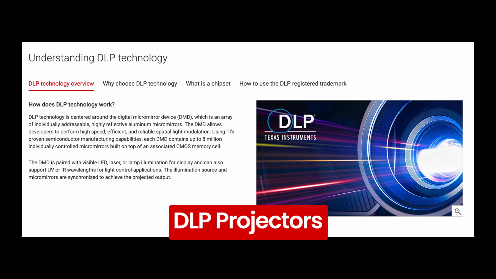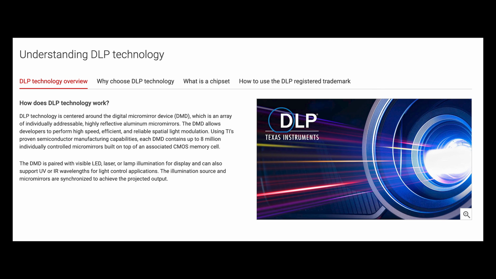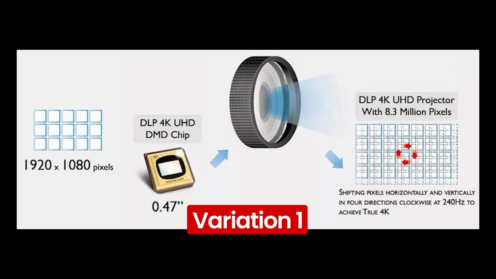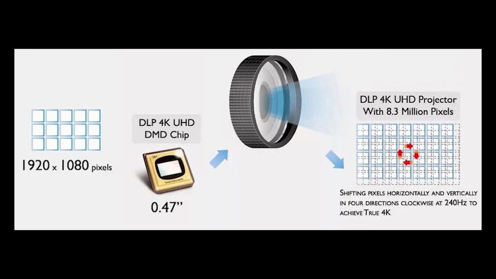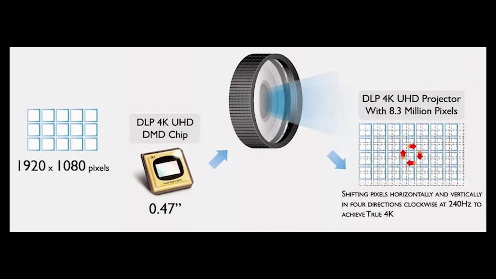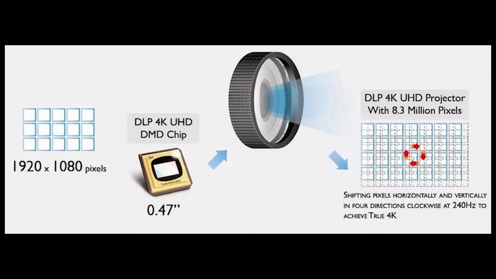Texas Instruments provides 2 pixel shift options for use in projectors that use its DLP imaging chips that follow the pattern used by Epson in their LCD-based projectors. Starting with a 1080p resolution DLP chip that is 0.47 inches in size. Instead of shifting the pixels diagonally in one direction to achieve a 4K-like result, the pixels are shifted both horizontally and vertically.